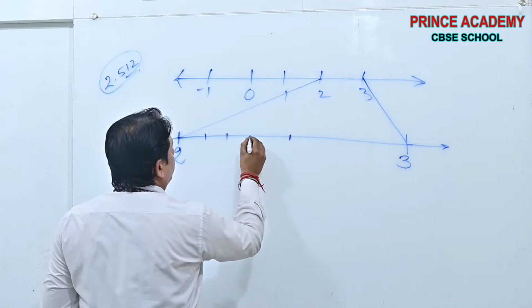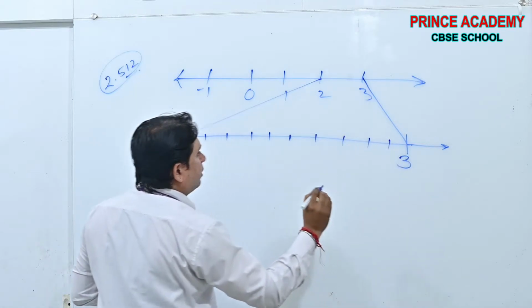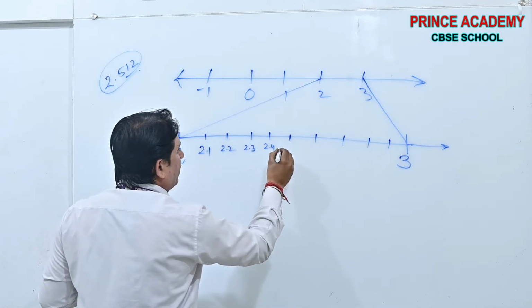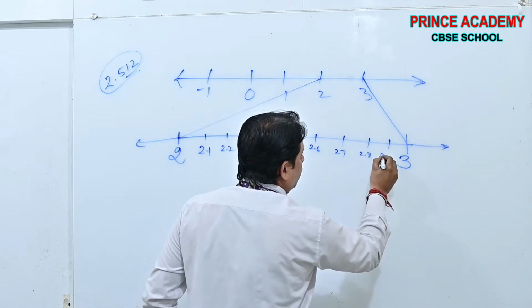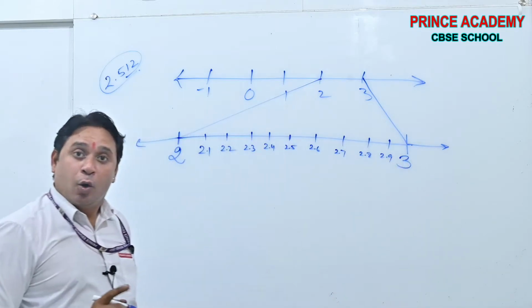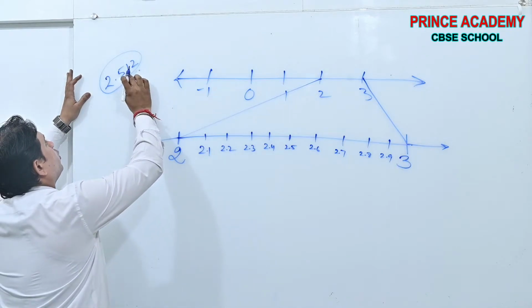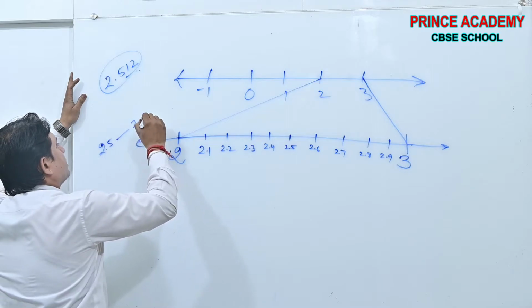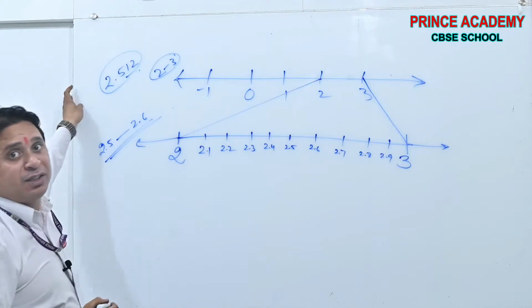1, 2, 3, 4, 6, 7, 8, 9. Okay? 2.1, 2.2, 2.3, 2.4, 2.5, 2.6, 2.7, 2.8, 2.9. Okay, beta, now see. Now 2.5 to 2.6. Here you can see the number is between 2 and 3.